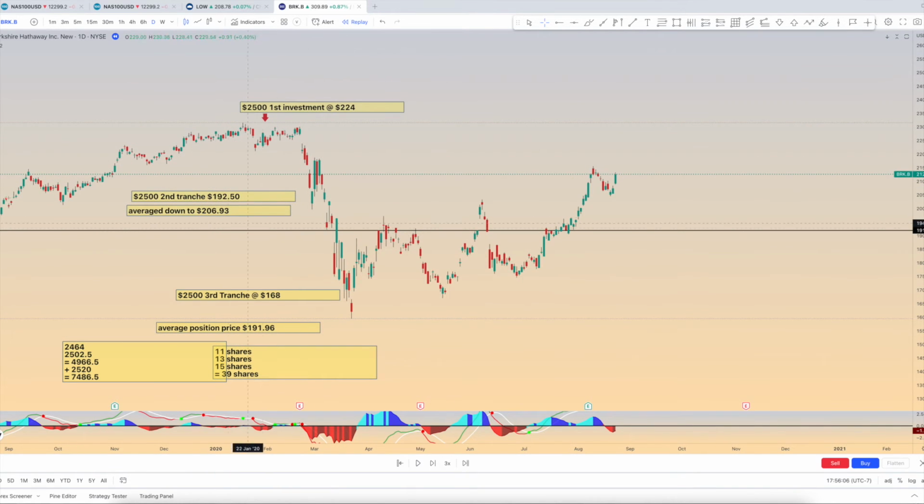Okay, so now 20% from 191.96 to take profit. Where's that going to lead us? Let's see where 20% is going to go. 20% is at approximately $230.41. So now let's wait.